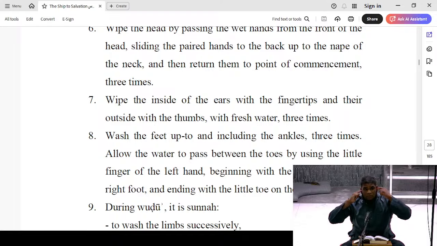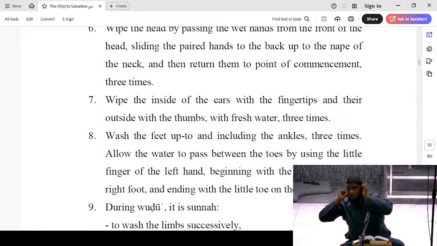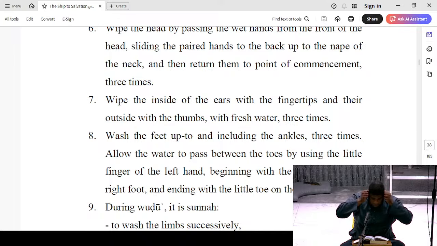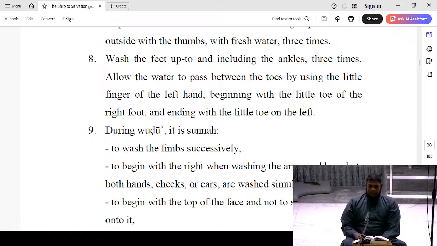To wipe the inside of the ears with the fingertips and the outside with the thumb. I showed last week, this inside and the thumb at the back. So we wipe like this 3 times. Okay, inshallah. And to wash the feet up to and including the ankles.